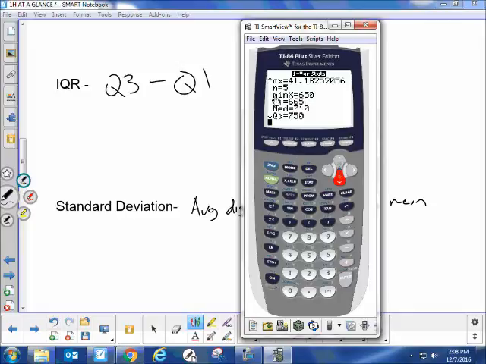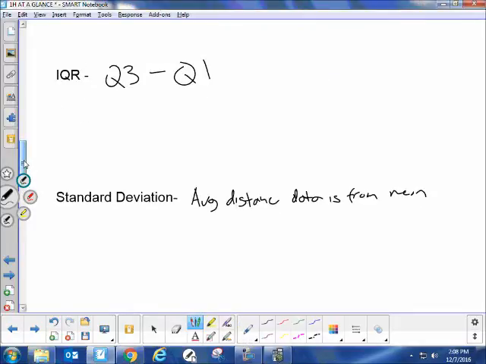Now, if we keep going down, we see we have the minimum value. We have the median, that's the middle number. We have the first quartile, which is the middle of the first half of the data. We have the third quartile. We have the max. And that's it. That's all of our data. We can do max minus the min. We can do Q3 minus Q1 to find the range and the interquartile range.